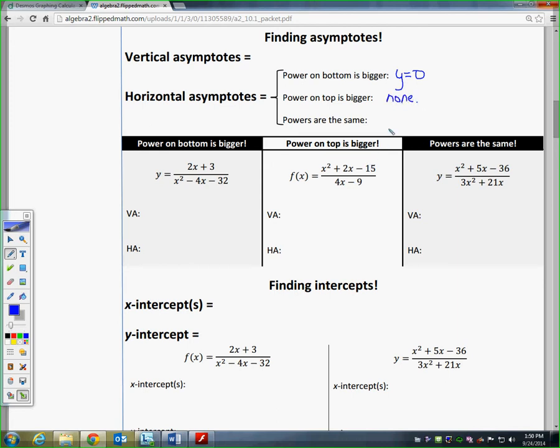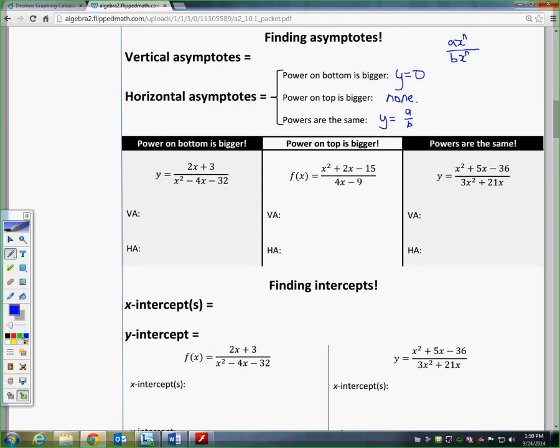And if the powers are the same, then the horizontal asymptote would be y is equal to a over b, where a is the coefficient of the highest power in the numerator, and b is the coefficient of the highest power in the denominator. So if we go ax to the n in the numerator, and then bx to the same number n in the denominator, where n is the highest power and a and b are the coefficients, then the horizontal asymptote is y is equal to a over b.